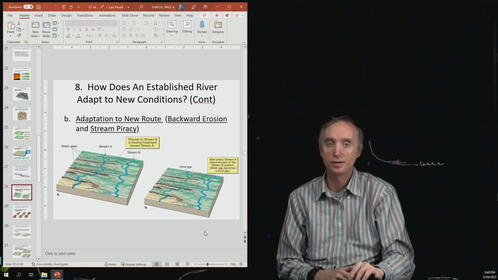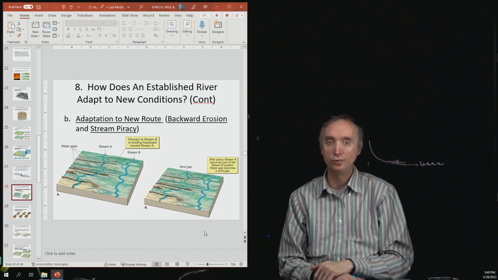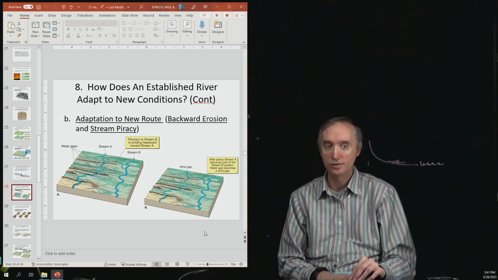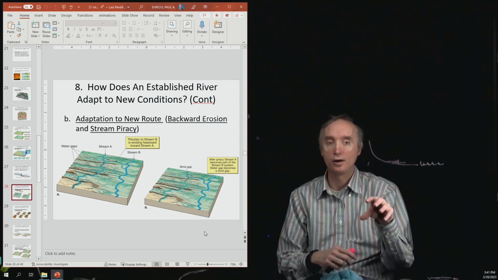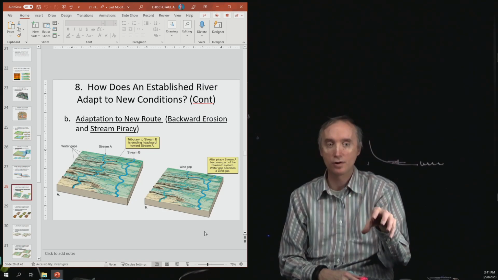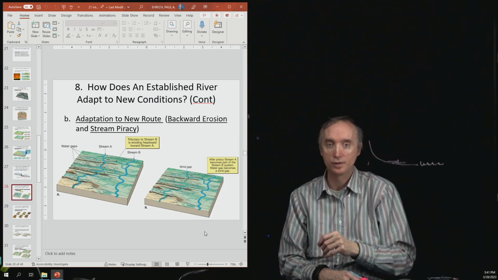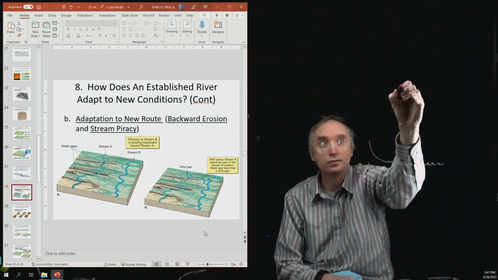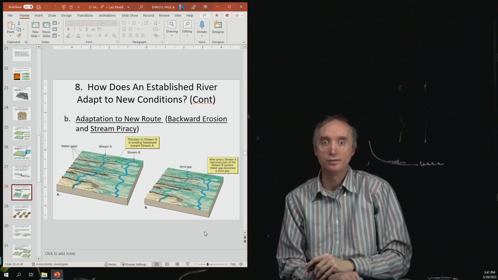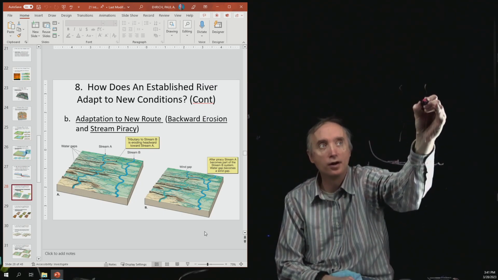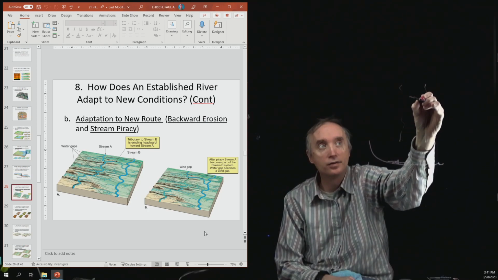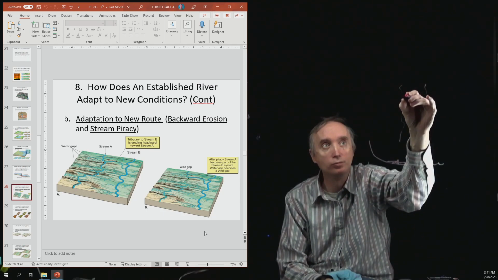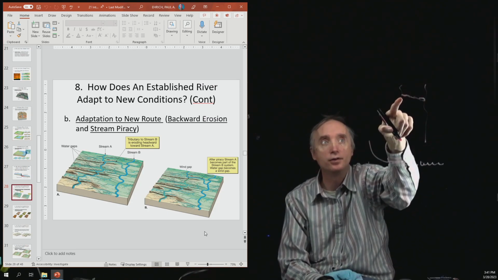Another one is how a river is going to adapt to a new route. One thing a river can do is erode backwards. The headwaters of a river are going to be eroding the rocks that it goes across, and it can actually erode backwards. In this first picture, the one on the left, you had two rivers that were originally side by side like this. But then this river over here had a tributary that fed it.